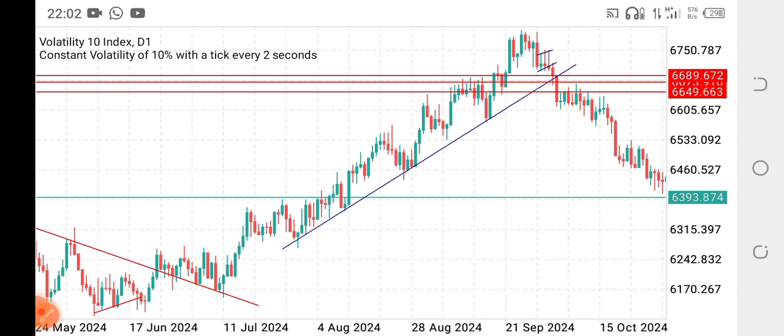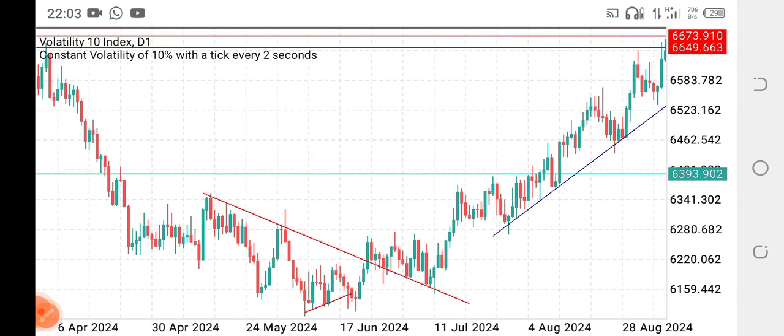So whenever there is a breakout, it is a signal to enter for a buy. But like I said, it's not yet complete. You also have to wait to see some other confirmations on your candlestick before you can enter. Now look at this one again.